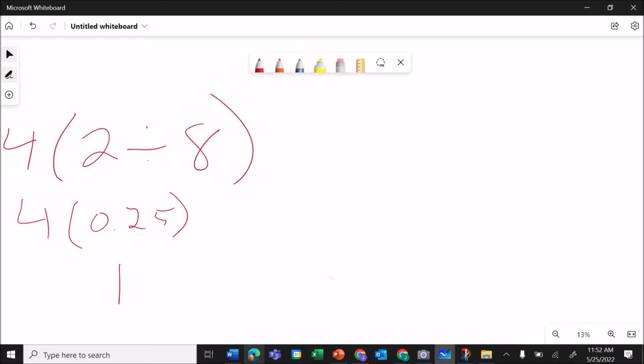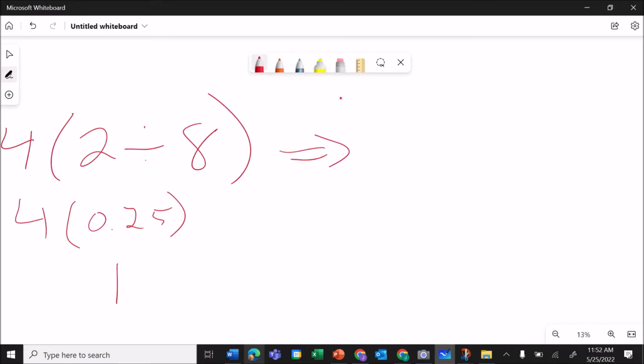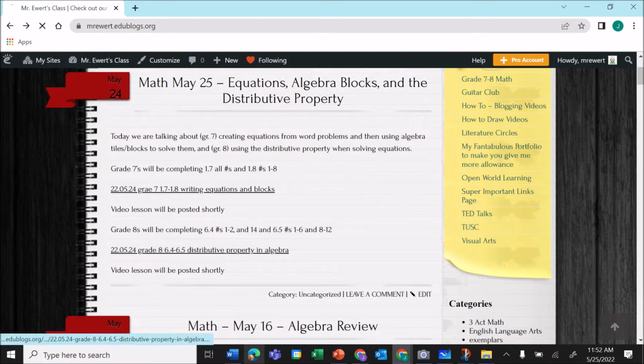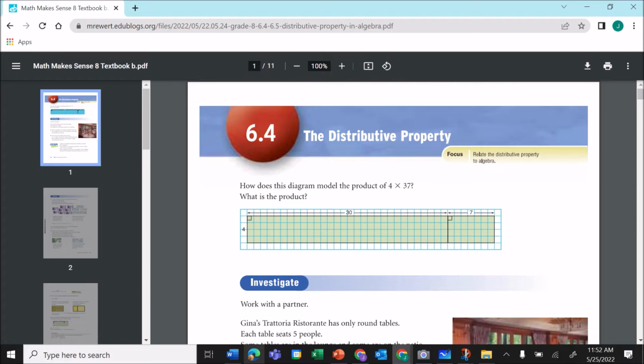But wait a minute. Let's now do it inversely. We got a different one, didn't we? So be careful. Don't forget your O. That's your order of operations. Now let's go into our samples.